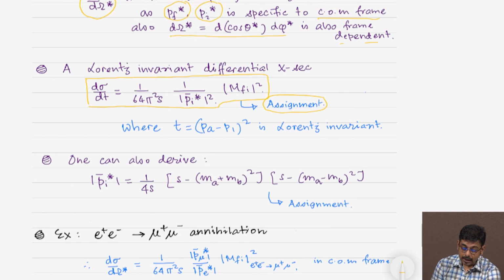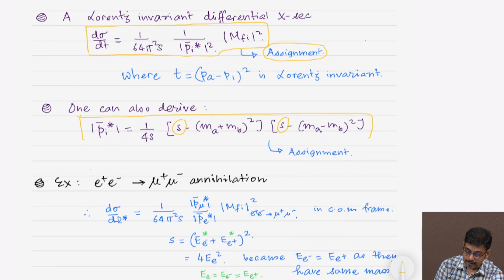Okay. And you can also derive what this |p_i*| is in terms of the center of mass energy, or s, and M_A, M_B, and it turns out that this expression is |p_i*| equal to 1 by 4s, in brackets, [s − (M_A + M_B)²] into [s − (M_A − M_B)²]. Okay. So, this is something which we are also going to do.